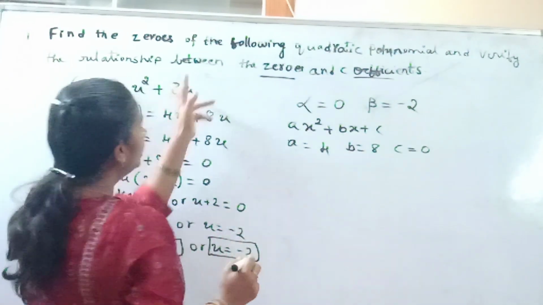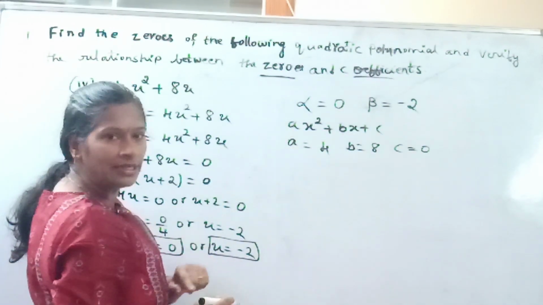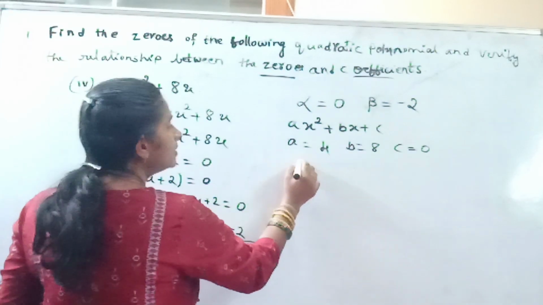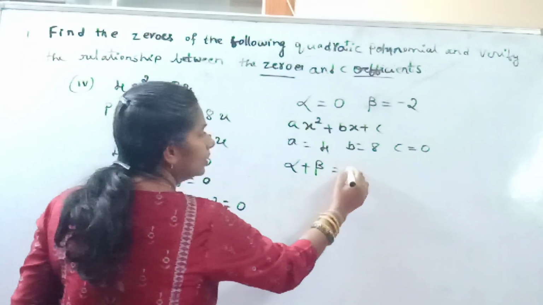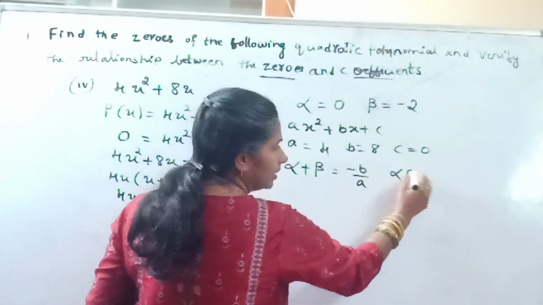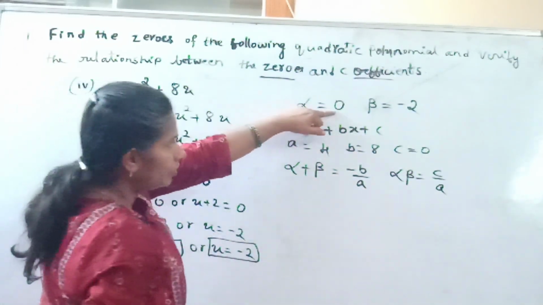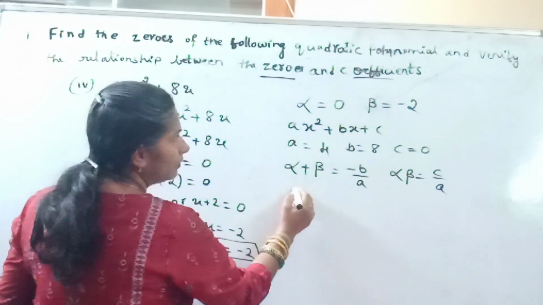Now we know the relationship between the zeros and coefficients: if alpha and beta are the two roots of a given quadratic polynomial, then the sum of the roots, that is alpha plus beta, is equal to minus b by a, and the product of the roots is equal to c by a. We already have alpha and beta values. Let us substitute the values.